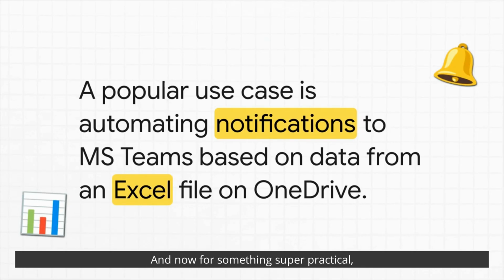And now for something super practical, a really common business request. You've got critical data living in an Excel file on OneDrive, and you need to automatically send a notification to your team's channel whenever certain conditions in that spreadsheet are met. This is like the bread and butter of automation for so many companies.